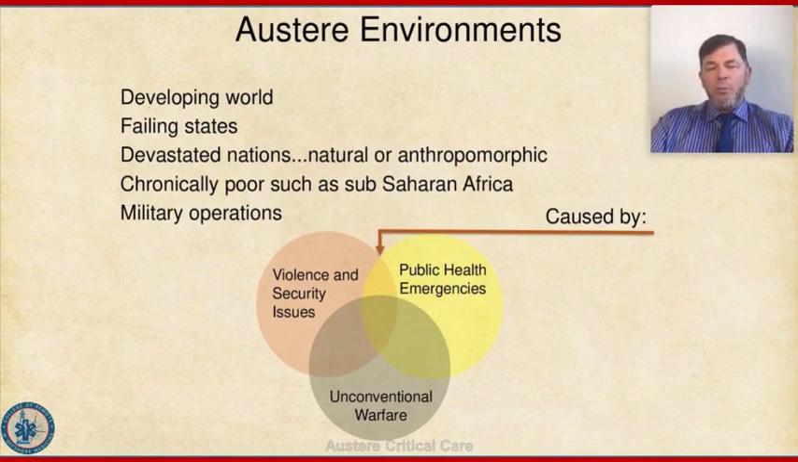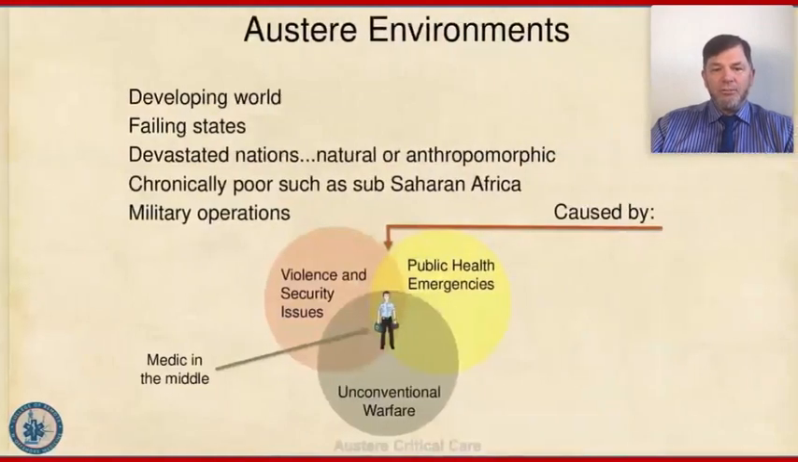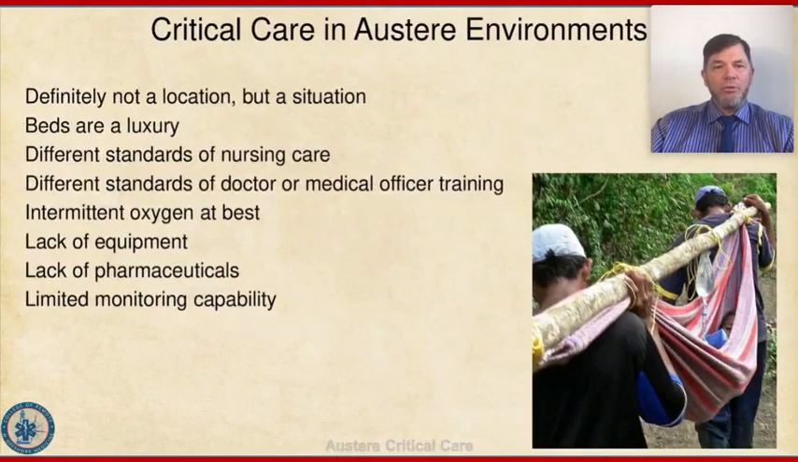So austere and operational environments, remote environments, limited resource, there's lots of different names that you can call this. It's found in the developing world. It's found in failing states. I won't name any, I don't want to offend anyone, but there are some states at the moment that are losing the ability to provide critical care. Now they're in austere environments. Devastated nations due to natural disasters or political problems. Chronically poor, such as sub-Saharan Africa, where I'm focusing the majority of my doctoral research, and sometimes in military operations, caused by security issues, public health emergencies, and unconventional situations. And we get stuck right in the middle of all three of those.